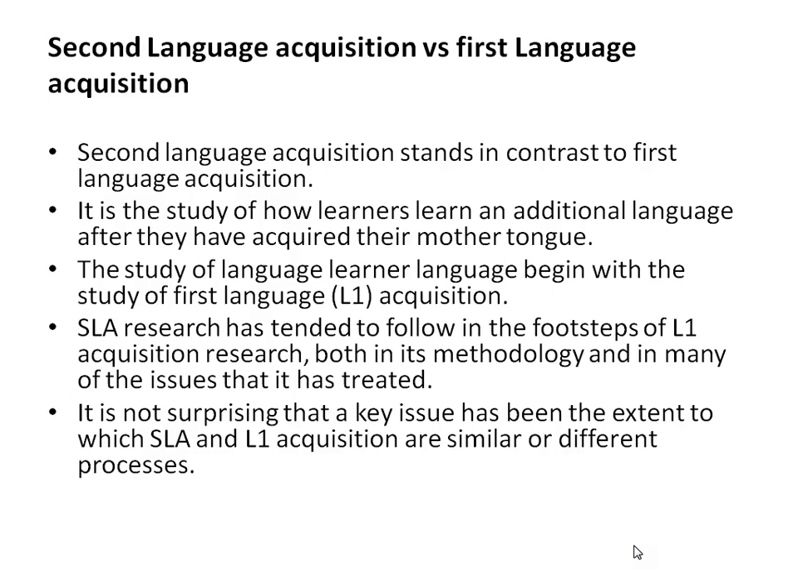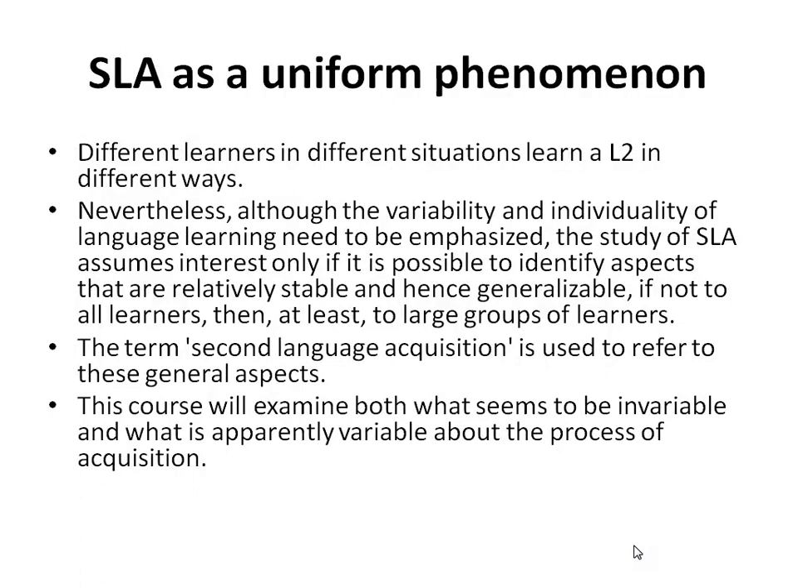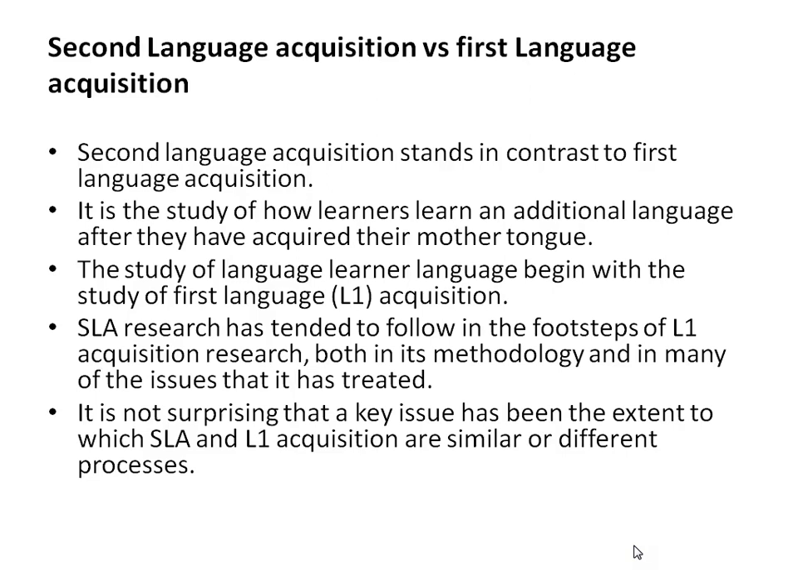But research says that language learning, both for adults and for children, if it becomes quite natural and spontaneous, then acquisition would be a good, effective way of teaching a second language. Let me make the idea clear. If we apply the children's first language learning process for adult learners, that would be effective. SLA research has tended to follow the footsteps of L1 acquisition research, both in methodology and in many of the issues that it has created.